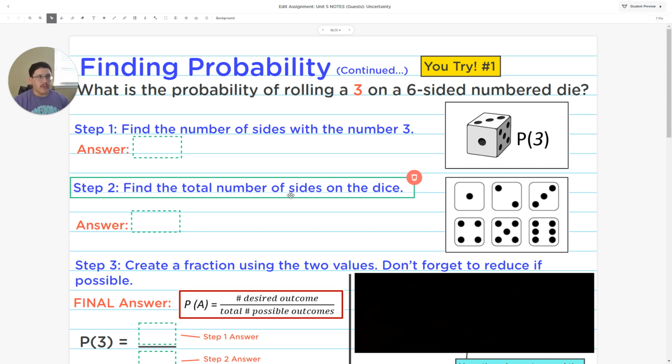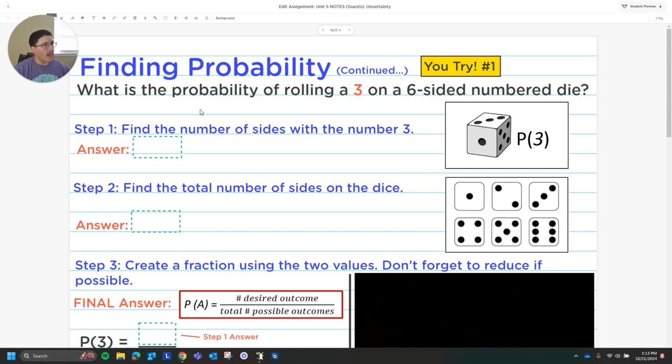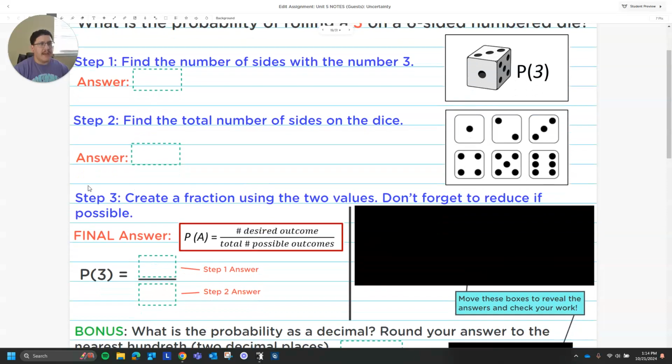Okay, you try number 1. What is the probability of rolling a 3 on a 6-sided number die? Step 1, find the number of sides with the number 3. Now I've laid out the die for you to count how many 3s there are. Step 2, find the total number of sides on a dice, or die, I think. Step 3, create a fraction using the 2 values, and then don't forget to reduce if possible. And then there you will get your final answer.